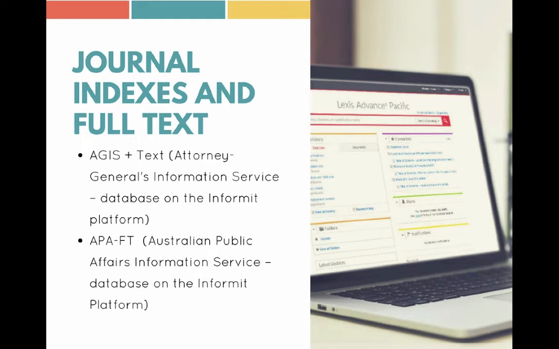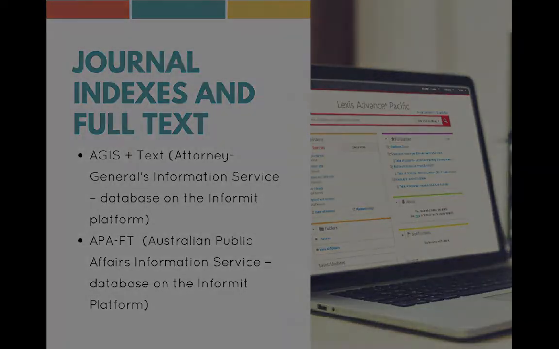If you cannot find the full text of an article in one of these databases, you can search for the citation using another database, or even ask a librarian for assistance. Australian databases, such as AGIS Plus Text or Australian Public Affairs Information Service, contain both full text and indices of journal articles. I'm just going to give you an example.